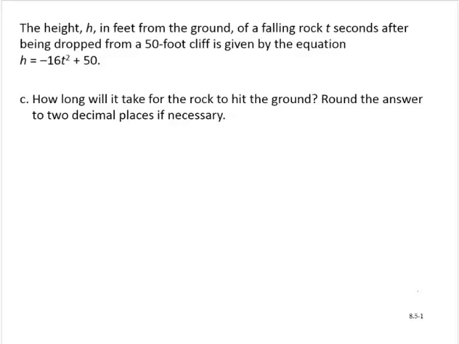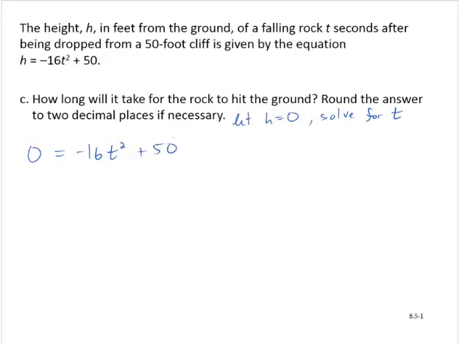Exercise C asks us, how long will it take for the rock to hit the ground? And we're told to round the answer to 2 decimal places if necessary. We generally take the height of the ground to be 0. So we'll let h equal 0 and again solve for t. So then we need to solve 0 is equal to negative 16t squared plus 50.